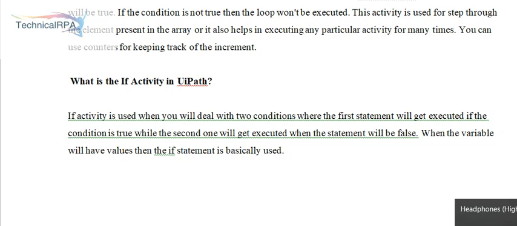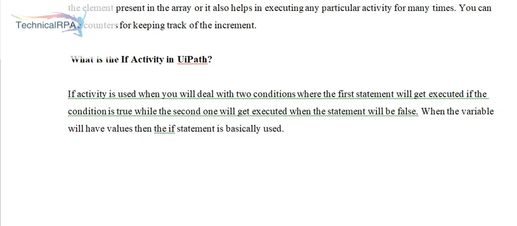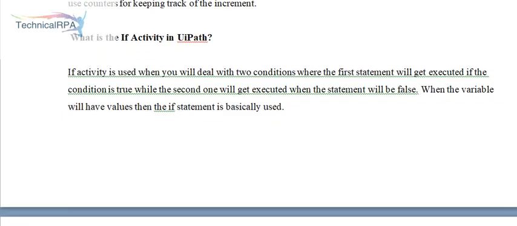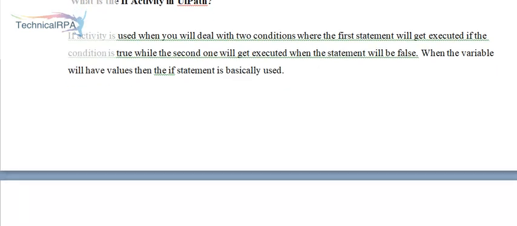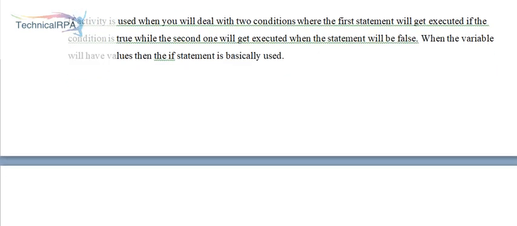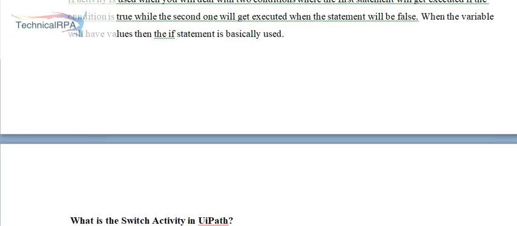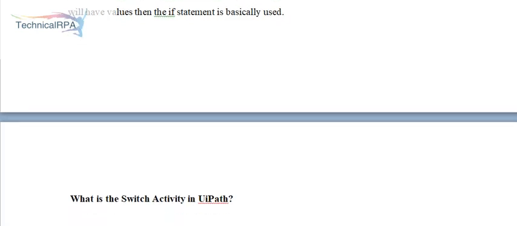What is the if activity in UiPath? If activity is used when you will deal with two conditions where the first statement will get executed if the condition is true, while the second one will get executed when the statement will be false. When the variable will have values, then the if statement is basically used.